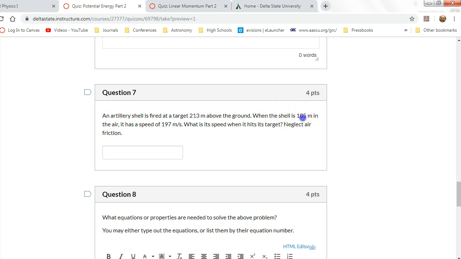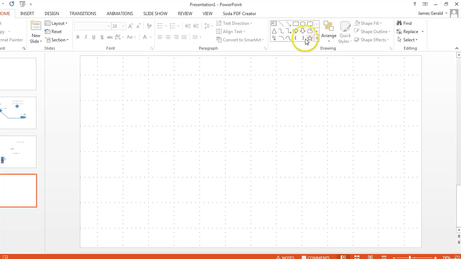When the shell is 105 meters in the air, it has a speed of 197 meters per second. What is the speed when it hits the target? Neglect air friction, right? So there's no friction in this problem. Let's go over and take a look at the scenario we're talking about.